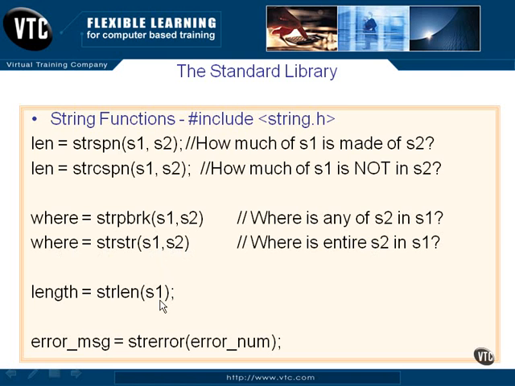strlen of S1, simply that, how long is S1? Error message: if we pass strerror an error number, say from a file function that we did earlier, strerror will give us back, in a string buffer, the error message that it would print out. And we already saw how to use perror to print an error. Well, perror is calling strerror to get the error out of the operating system and put it into an error message, and then we can do something with it.